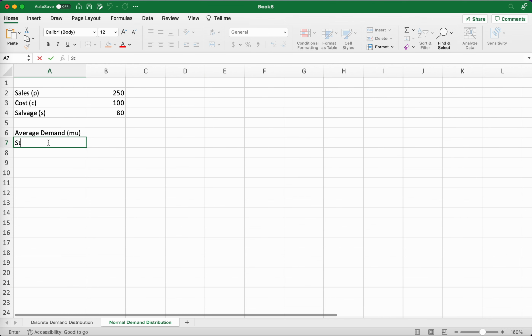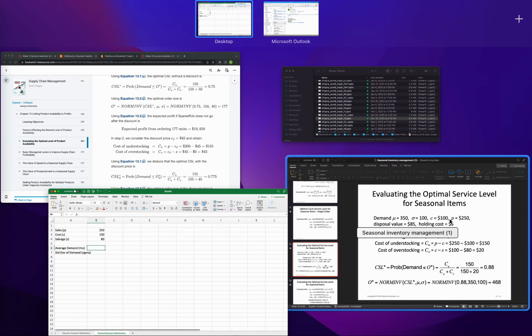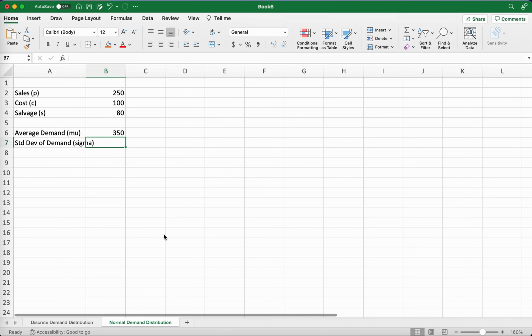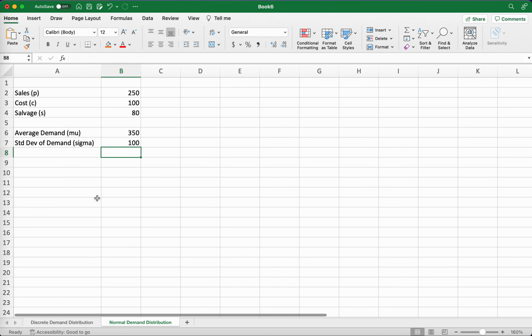Now the average demand and the standard deviation of demand, which is sigma. Average demand is 350, and the standard deviation is 100, right? And then with this we can calculate the cost of understocking.